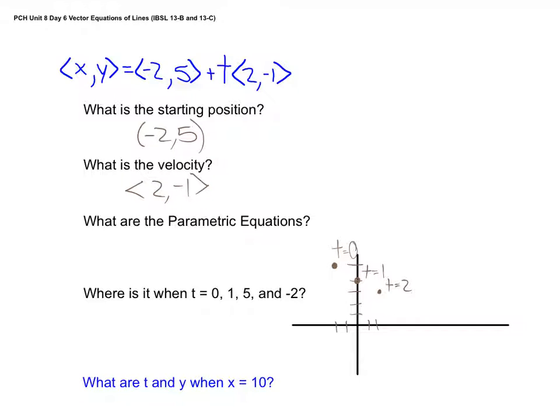Why isn't it a y-intercept? Well, it's at (-2, 5). It's a time intercept. It's when the time is 0, not when x is 0. Okay?